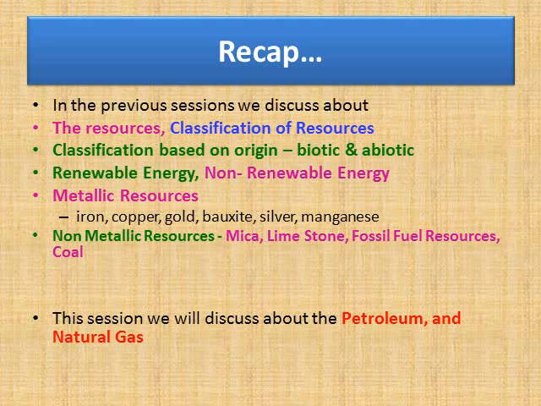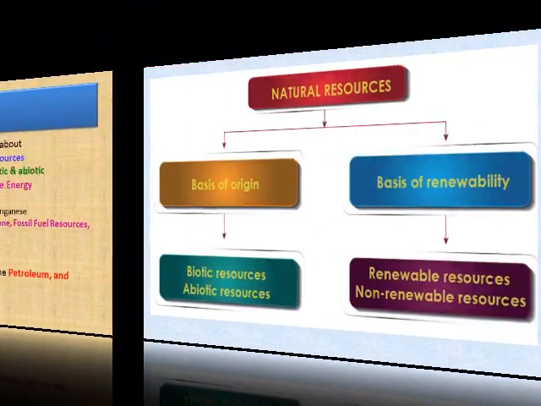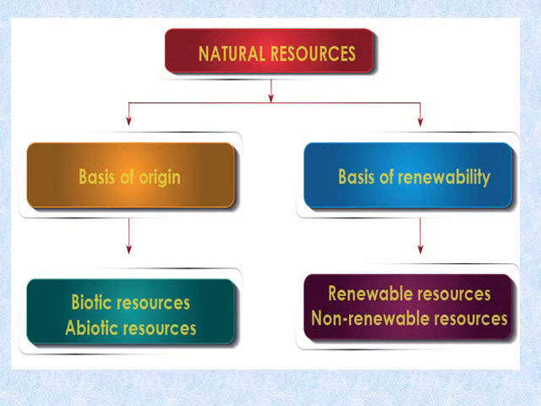Children, in this session we will discuss petroleum and natural gas. Children, we already learned that natural resources can be classified on the basis of origin and on the basis of renewability. On the basis of origin, it is classified into biotic resource and abiotic resource. On the basis of renewability, it is classified into renewable resources and non-renewable resources. And non-renewable resources are classified into metallic, non-metallic and fossil fuel.